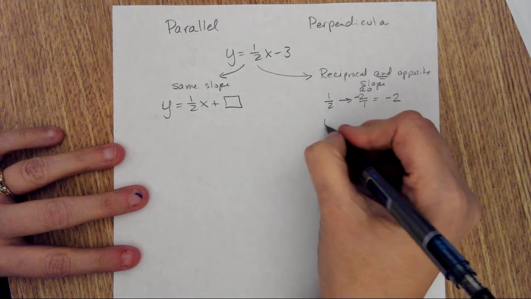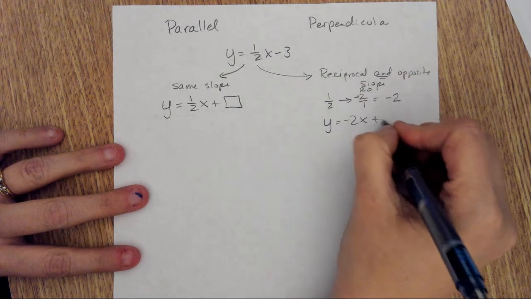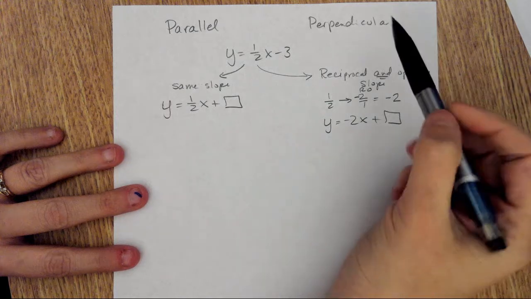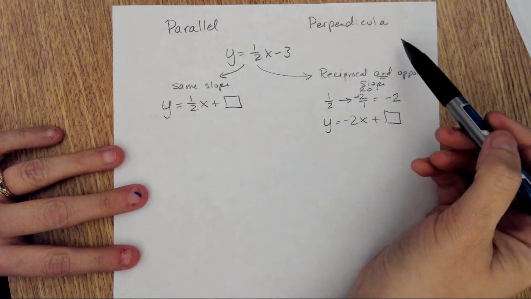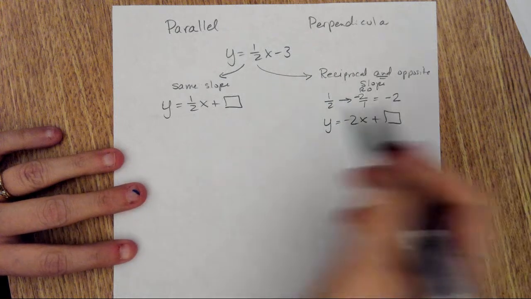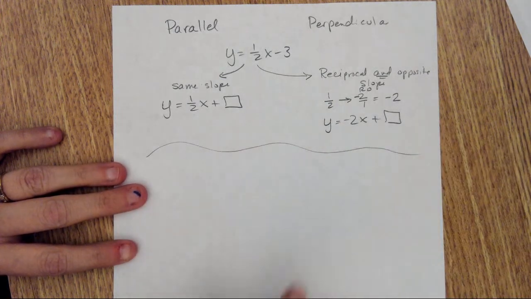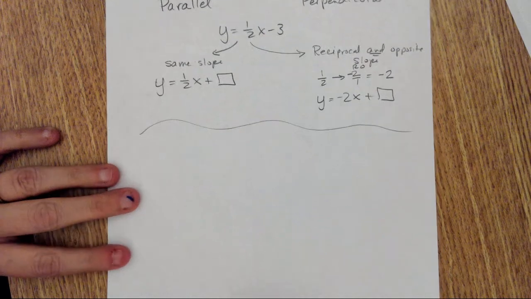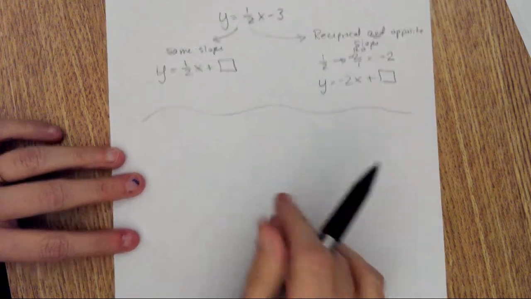So an equation of that line might be y equals -2x plus anything. And for perpendicular, we really don't care about the y-intercept. They could have the exact same y-intercept and they'd be fine. Okay? So that's kind of a more general way that we've been asked about parallel and perpendicular. But let's think about the way that we've been seeing it in class.